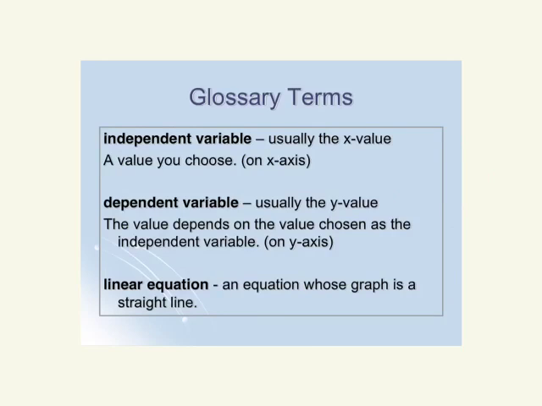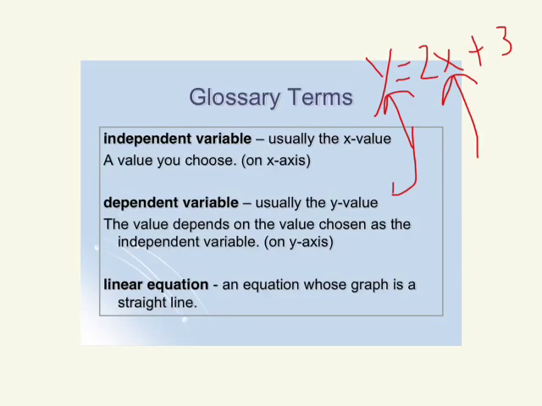But we have the independent variable, and the independent variable means that it's the x value and it's a value that you choose. It's independent. Then the dependent variable is the y value. And when we have an equation, say y equals 2x plus 3, the value I plug in for x is the independent variable. I'm choosing that value. And the value I get out, which is the y value, depends on the value I plug in for x. So that's why the independent variable is the x and the dependent variable is the y.